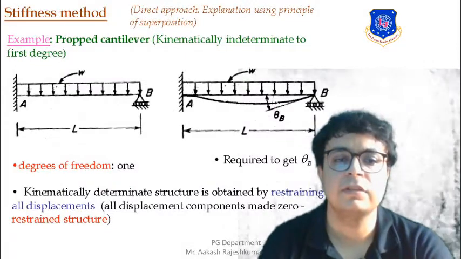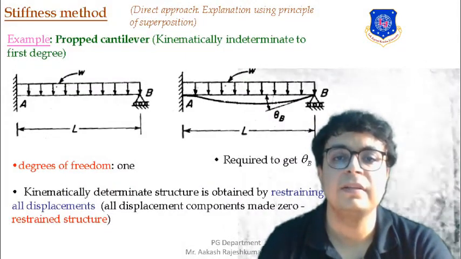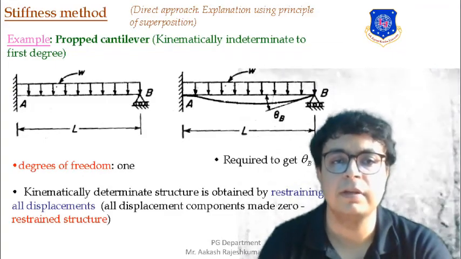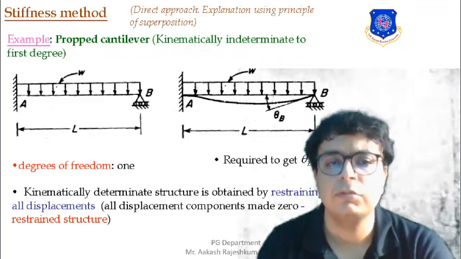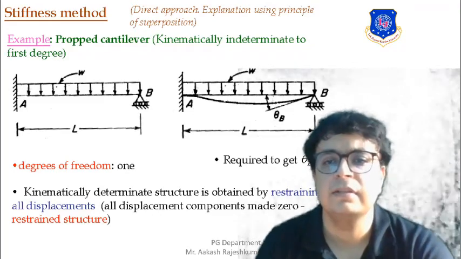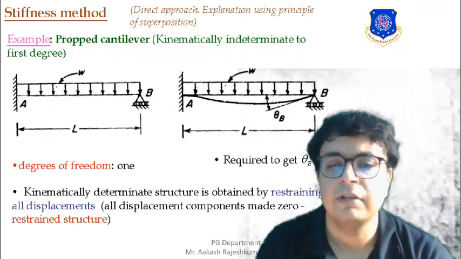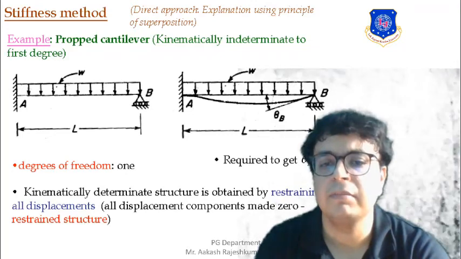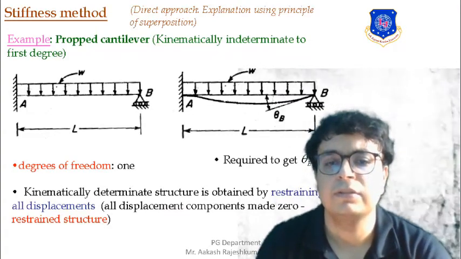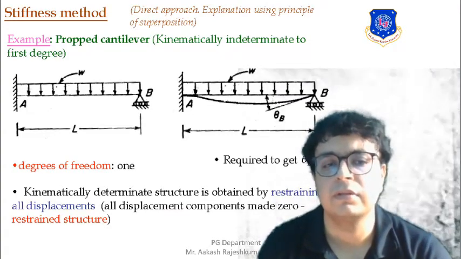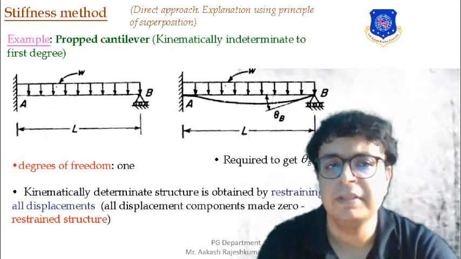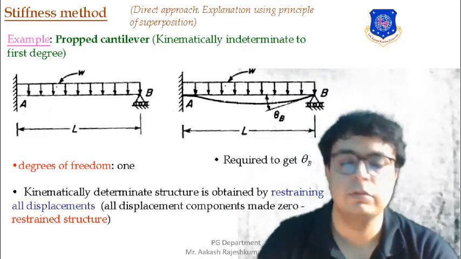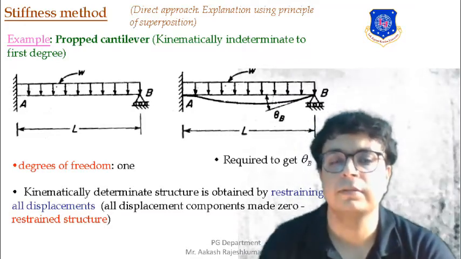Like this, you can see that we are having a propped cantilever, a kinematically indeterminate structure. So what will be the degree of freedom? It will be only one, that is at point B. It will only have the rotation at B. So yes, a kinematically indeterminate structure is obtained by restraining all displacements. All the displacements will be made equal to zero. Okay, so we are restraining it.